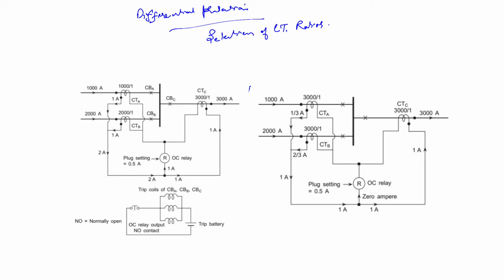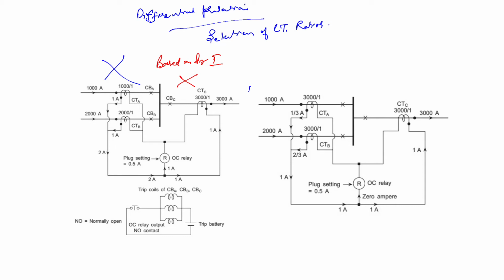So the method of selecting the CT ratio on the basis of the primary current seen by the feeder is not correct, because we will have the spill current in that.